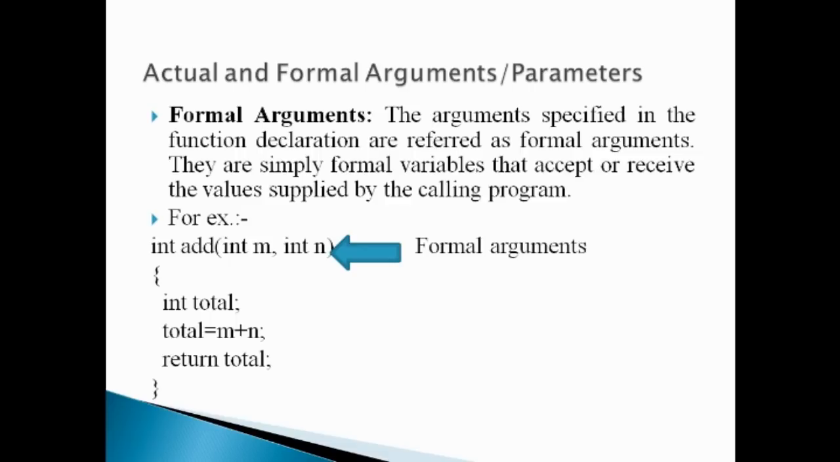Formal arguments or parameters. The arguments specified in the function declaration are referred to as formal arguments. They are simply formal variables that accept or receive the values supplied by the calling program. For example, int add(int m, int n). In the following example code, m and n variables are called as formal arguments.